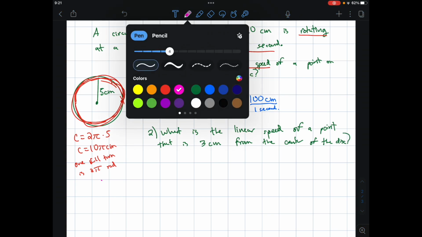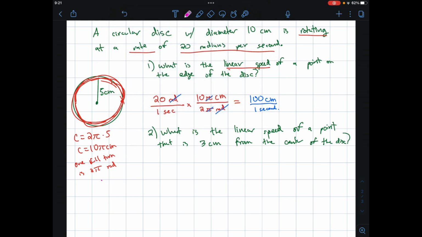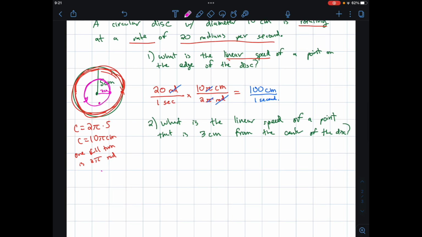And so for this question, we can imagine the point anywhere we like. It could be 3 centimeters right here, it could be right here, right here, because the set of all possible points that are 3 centimeters from the center forms a circle, and that circle is exactly the path that that point is going to be rotating in. So we're going to use the same idea. We're going to start with the angular speed, 20 radians every 1 second. That's how many radians of rotation we are doing per unit time.